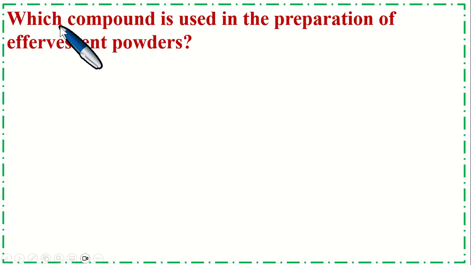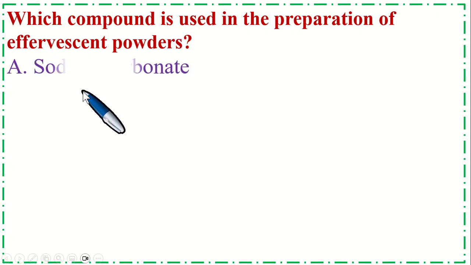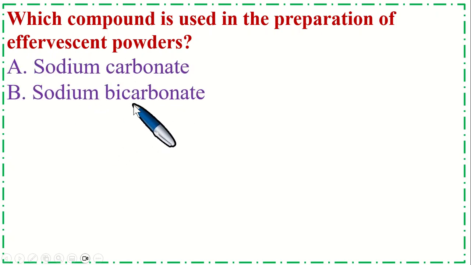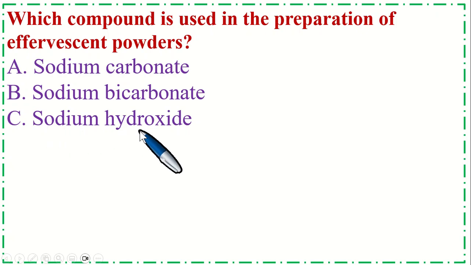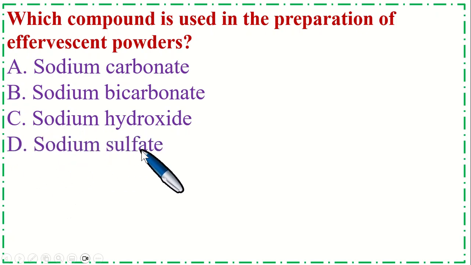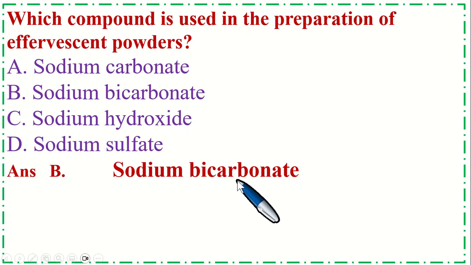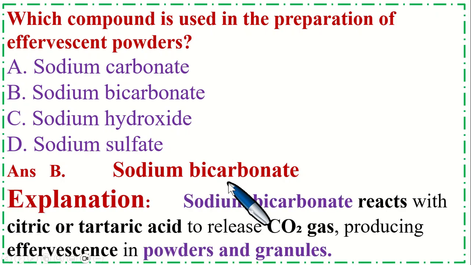So this is very important MCQs. Which compound is used in the preparation of effervescent powder? Option A, sodium carbonate, B, sodium bicarbonate, C, sodium hydroxide, and option D, sodium sulfate. So the correct option is B, sodium bicarbonate. Sodium bicarbonate reacts with citric or tartaric acid to release CO2 gas, producing effervescence in powder and granules.